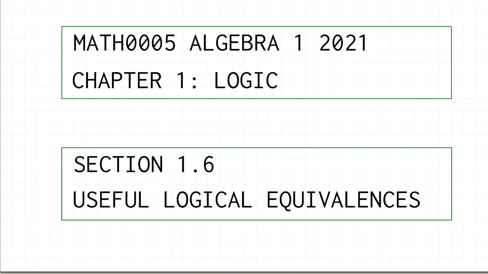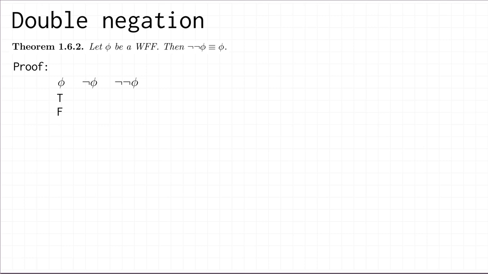In the last video, we defined two well-formed formulas to be logically equivalent if and only if they have the same truth value under every truth assignment. In this video, we're going to look at some useful examples of logical equivalences that are helpful to us, for example, when we want to prove things. So let's begin with double negation.